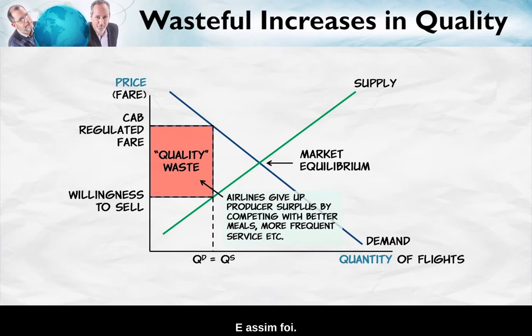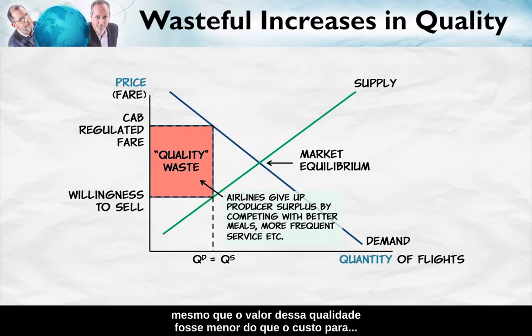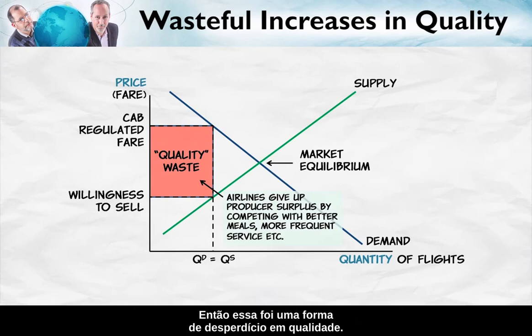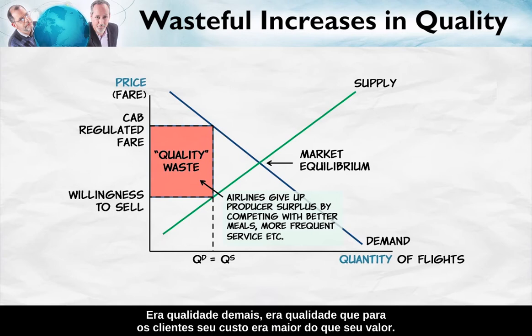And they did so. You might say, well, what's wrong with quality? Well, what's wrong is that the airlines were producing quality even when the cost of that quality was higher than the value to the customers. So this was a form of quality waste. It was too much quality. It was quality for which the cost was greater than the value to the customers.